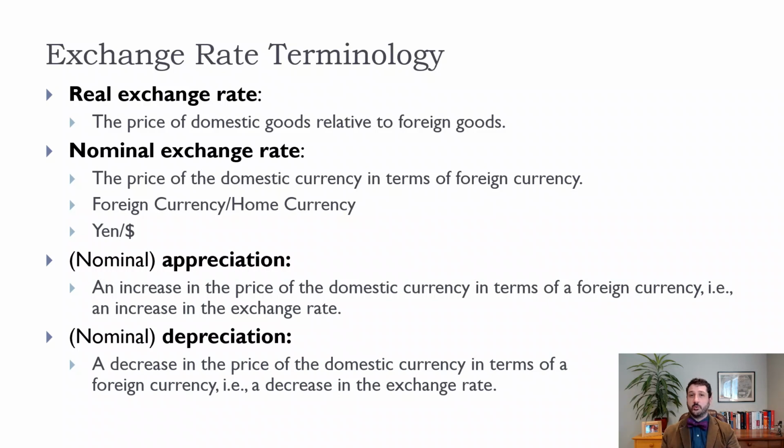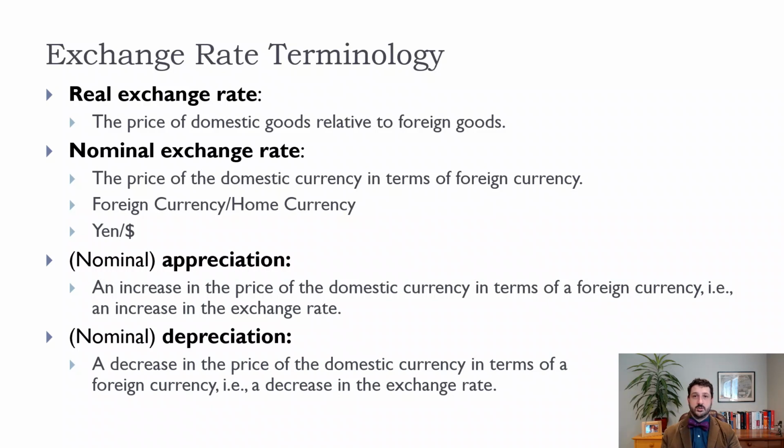Then we're going to talk about appreciation and depreciation a lot. So first, let's talk about nominal appreciation. So this would be an increase in the price of the domestic currency in terms of a foreign currency. So that would be an increase in the exchange rate. You get more foreign currency per dollar. And sometimes we call that a stronger dollar. It's great if you're buying imports, if you're going to a foreign country as a tourist, because you'll be able to get more foreign currency for each dollar. It's not good for exports because it means our exports are more expensive. So we'll talk about that as well.